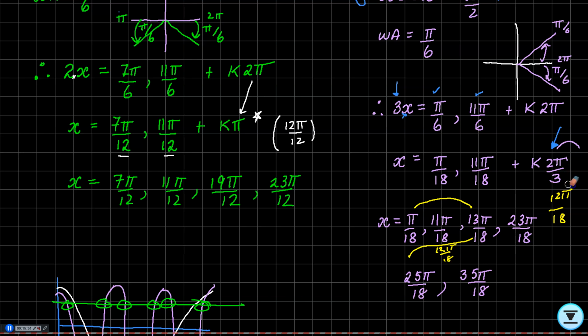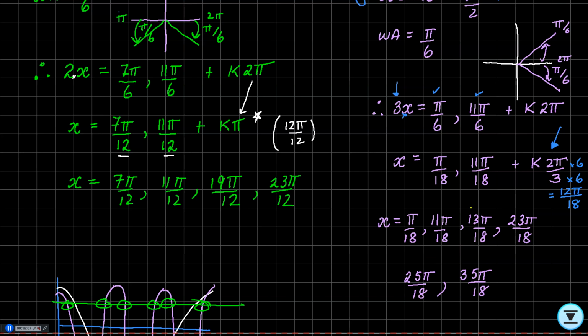What's going on over here? This is just me going, well, now that I want to add on 2 pi on 3 to each of my solutions, it's easier if I have the same denominator, right? So 2 pi on 3, if I want to change that to 18ths, what did I do to the 3? I times it by 6. So what I do to the bottom, I have to do to the top. 2 6s are 12. So what I'm going to do now is add 12 to each of the numerators.